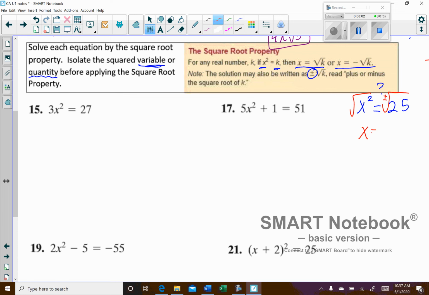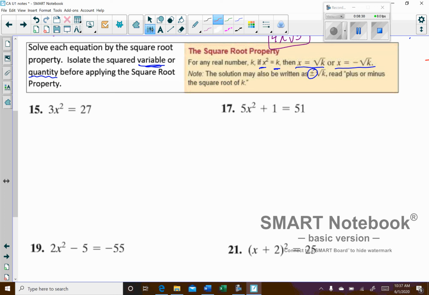So your answer actually is positive or negative 5 would work. Because if you were to plug in negative 5 squared, that is negative 5 times negative 5. So those double negatives would turn it to a positive 25. So you actually have two answers there, and we're going to get two answers on all of these. Okay? So that was just kind of a basic example.